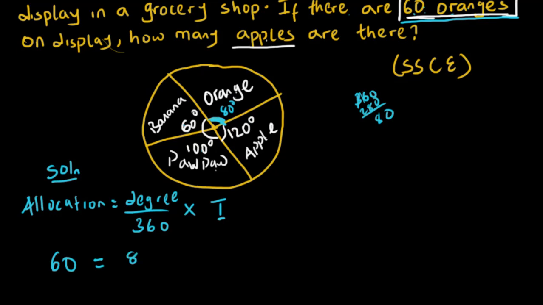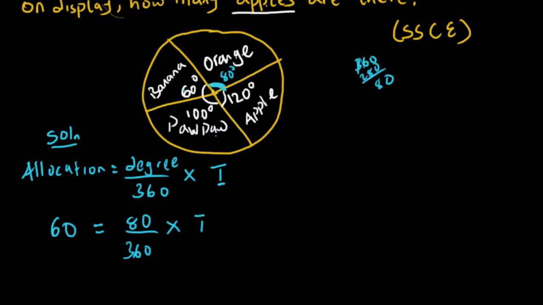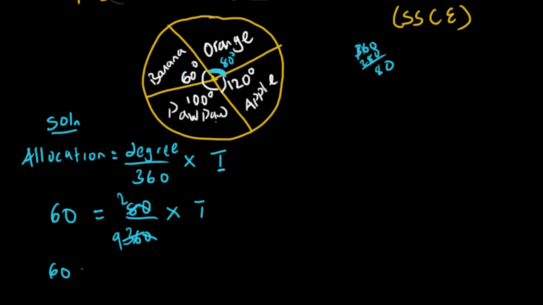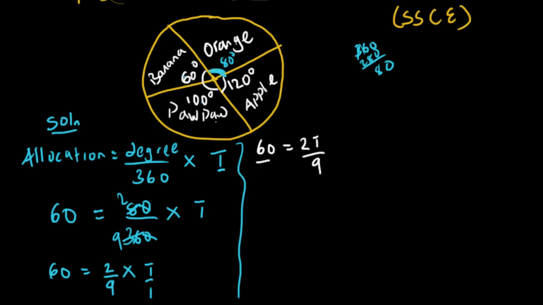So we have 80 over 360 times the total number of fruits in the grocery shop. Do you understand this? So we can have 0 cancels 0. 4 here 2. 4 in 36 is 9. So we have 60 equals 2 over 9 times t over 1. Now let's complete it here. So we have 60 equals 2 times t is 2t. 9 times 1 is 9. Remember, this is 60 over 1. We cross multiply. 2t times 1 will give us 2t equals 60 times 9.